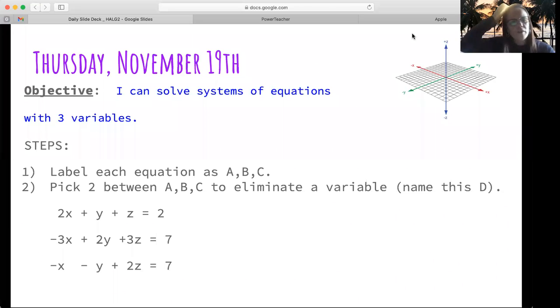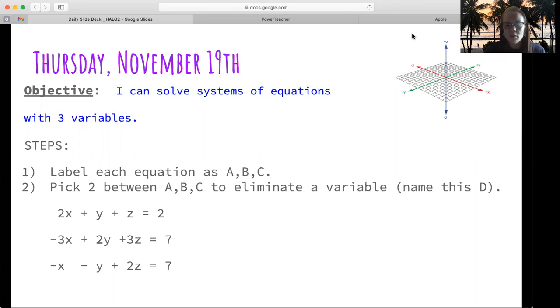All right, today we are going to do an extension of our linear unit. So this really is what separates the regular from the honors right here, is we are going to talk about the third dimension. And so we're going to do an extension of systems. Instead of two variable systems finding where two lines intersect, we are going to find where three lines intersect.